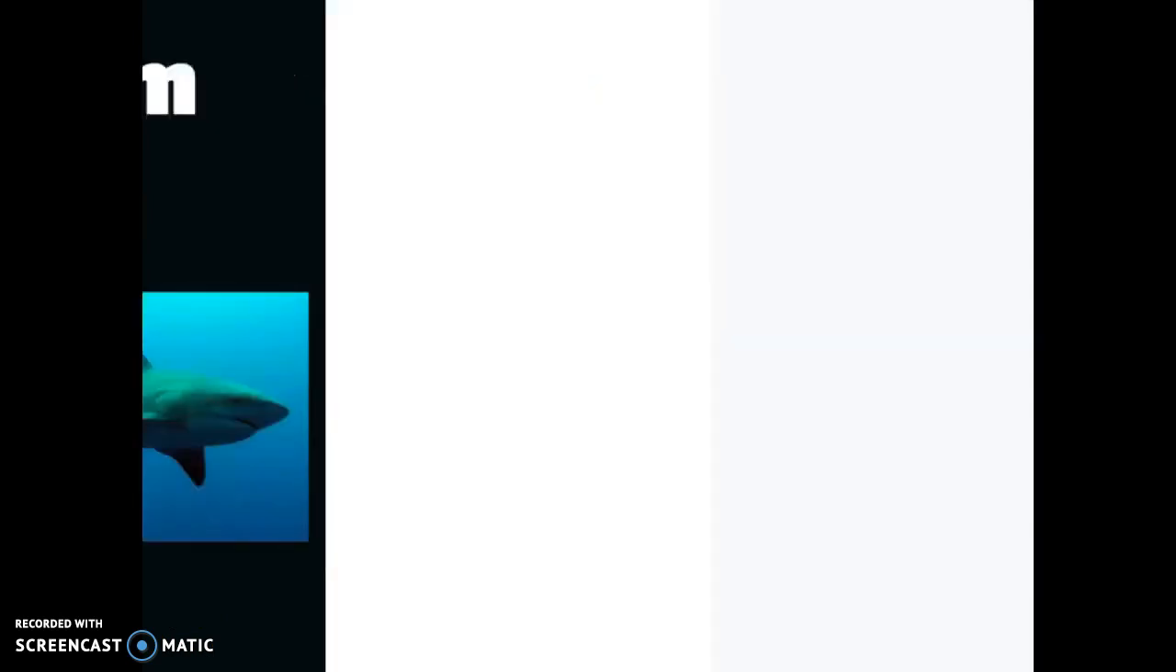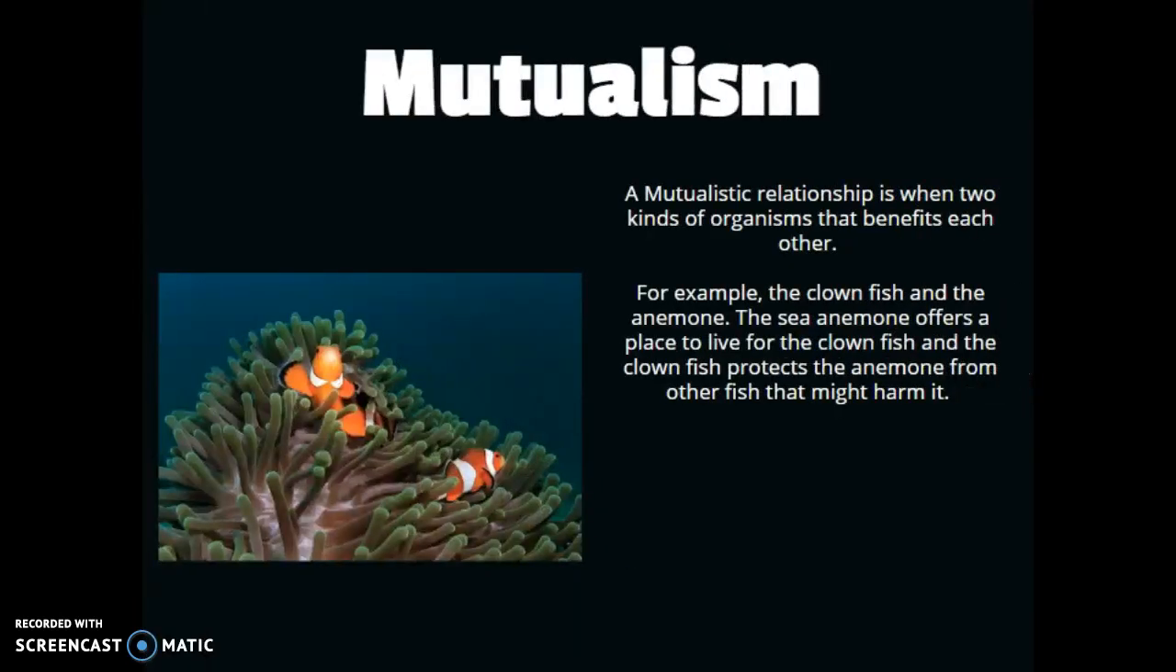All right, so other than commensalism, we also have mutualism. Again, here's our definition. A mutualistic relationship is when two kinds of organisms live together and they benefit each other. For example, the sea anemone and the clownfish. The sea anemone offers a place to live, and in the video that we see, we realize that the sea anemone stings other fish if they come around and kills them and eats them. The clownfish is protected from that. So the clownfish is protected from anything that might come around and try to kill it.